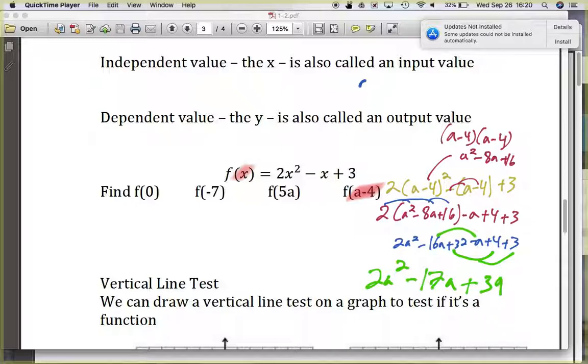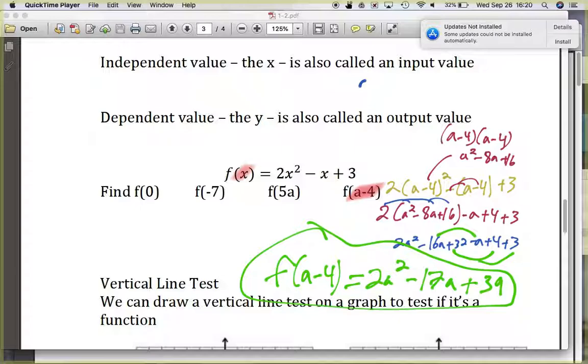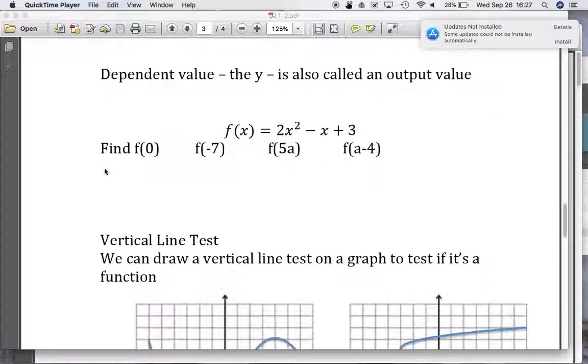Okay. That's what those mean. Once again, this is technically equal to this. Doesn't mean you do anything else. You are done with this answer. This is your answer. Don't do anything else. Okay? Perfect. Down. Vertical line test.